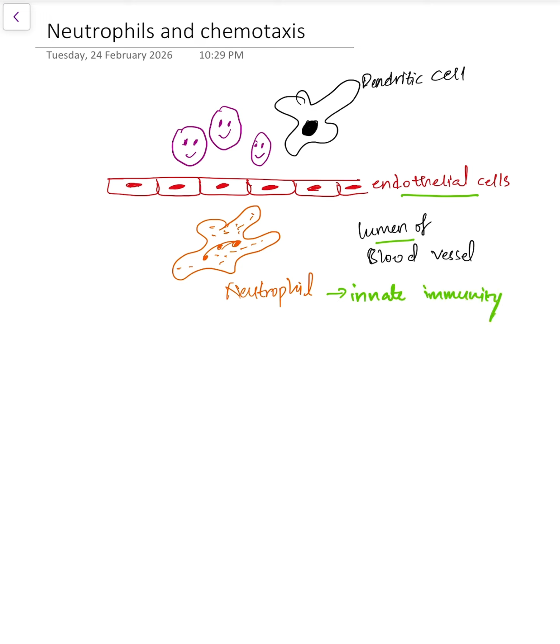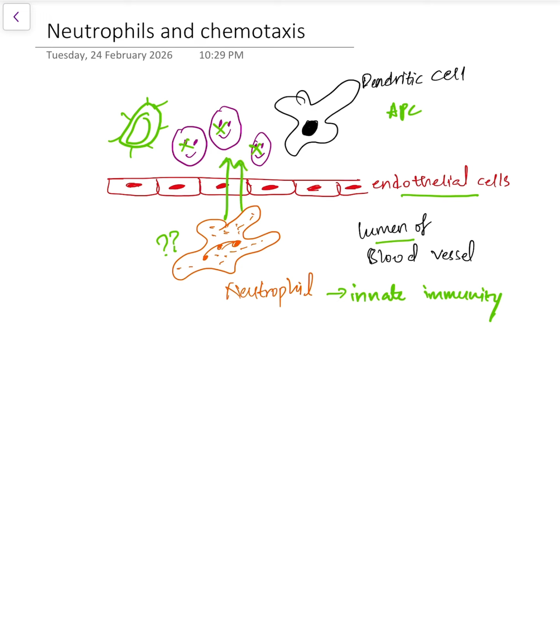These are some smiling, healthy looking cells, and this is a tissue resident antigen presenting cell. Here I have given the example of dendritic cells. Now, what will happen if there is an invasion by a bacterium? It's going to damage the cells, right? But how will the neutrophils come to the rescue at the site of injury?